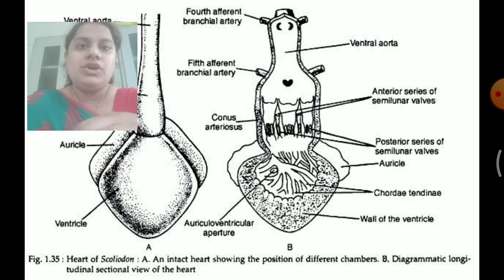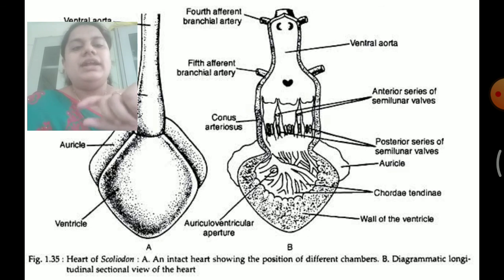In our next video we will be seeing what changes of the heart have taken place, but that is in the next file.